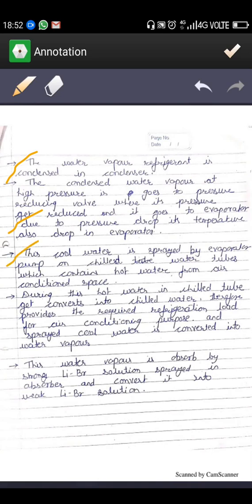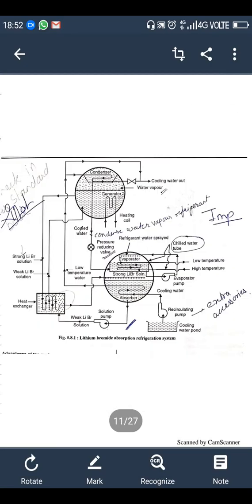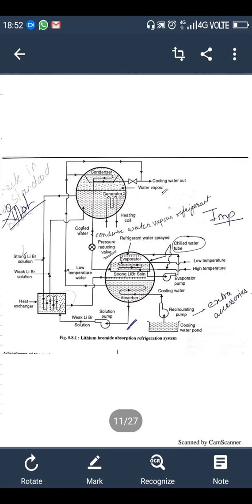This cool water is sprayed by the evaporator pump on chilled water tubes which contain hot water from the air conditioned space. During this, hot water is chilled in the tubes and converted into chilled water, therefore providing the required refrigeration load for air conditioning, and the sprayed cool water is converted into water vapor. This water vapor is absorbed by the strong LiBr solution sprayed in the absorber and converted into weak LiBr solution. Here you can see the schematic of this lithium bromide absorption refrigeration system.